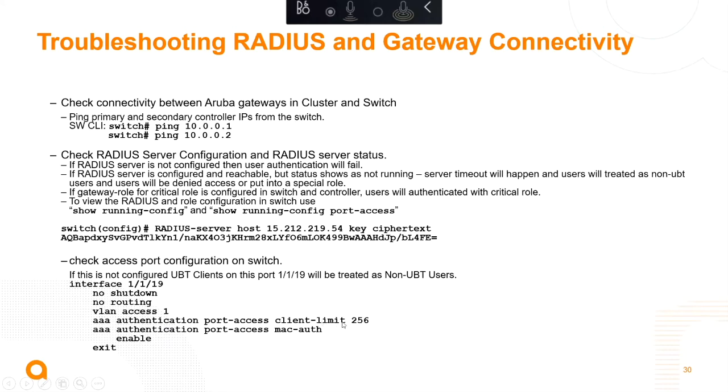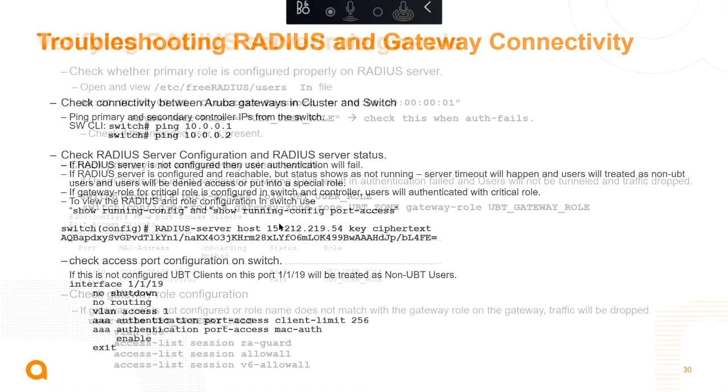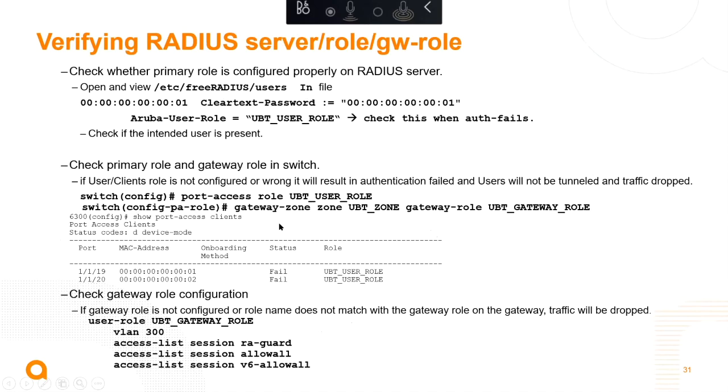We need to see whether the access port configuration on the switch is correct. For example, here the access switch configuration for the users is 1119. It has to be a secure port. For that, we need to enable authentication, basically a secure authentication, on that. We need to set the client limit. By default, it will be 1. If you want more than 1, we need to set it. And we also need to set the mode of authentication. We prefer MAC authentication, .1X, or both.